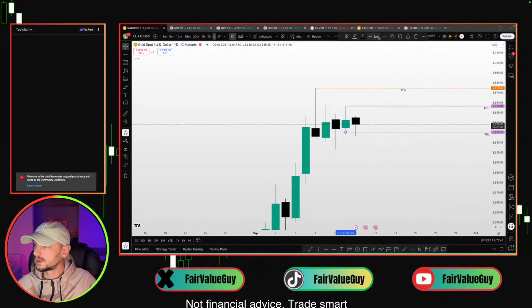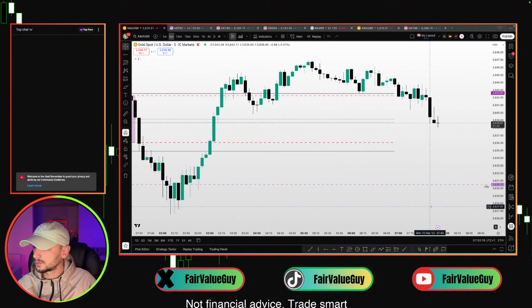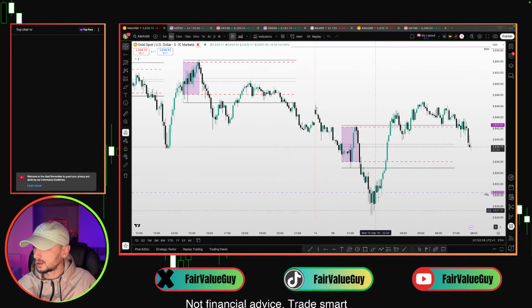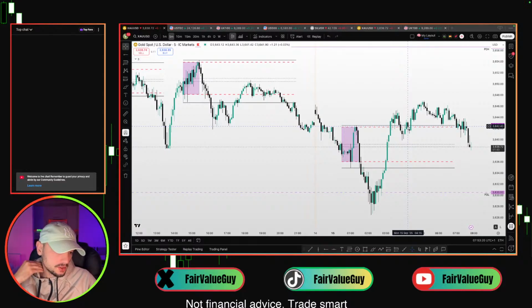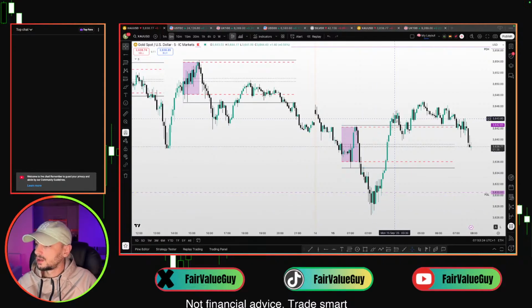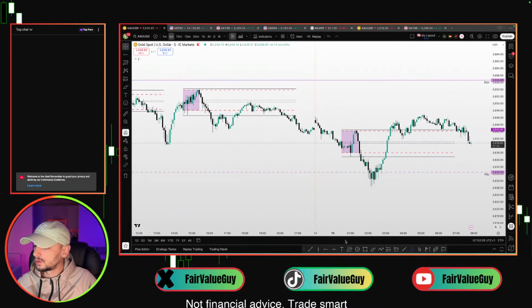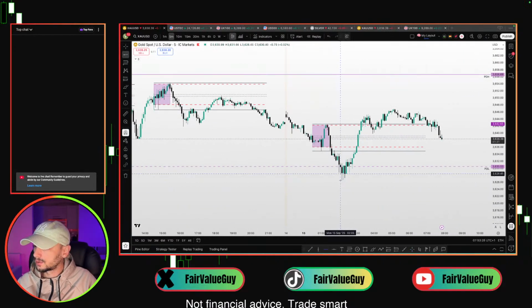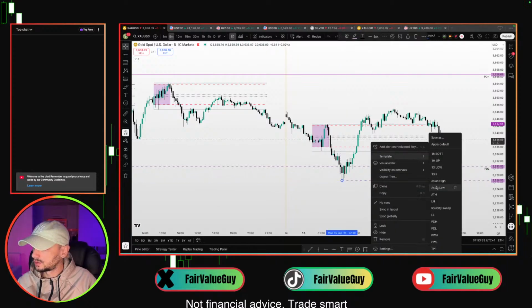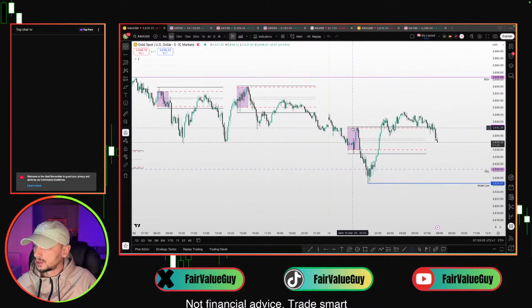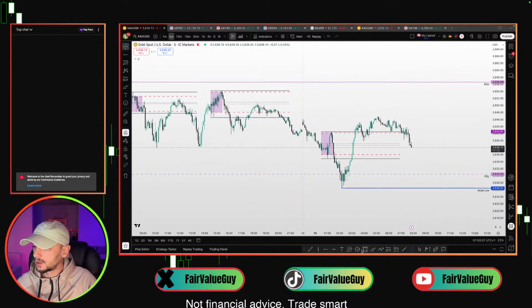We can see that actually we swept the previous day low with the Asian session, and you see the reaction we had after that. We had a pretty decent reaction after the sweep of the previous day low. So we have Asian lows here just below the previous day low, and we have the highs right here.